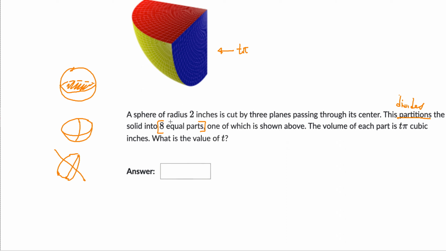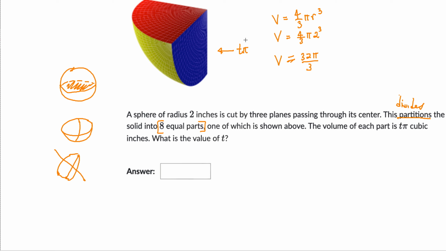Okay. The radius of the sphere is 2. That means we know the volume of the sphere from our formula sheet is 4/3 pi r cubed. And I know the radius is 2, so I can solve for the volume of this entire sphere. It's 4/3 pi times 2 cubed, and 2 cubed is 8. 8 times 4 is 8, 16, 24, 32 pi, and then over 3 is the volume of the entire sphere.